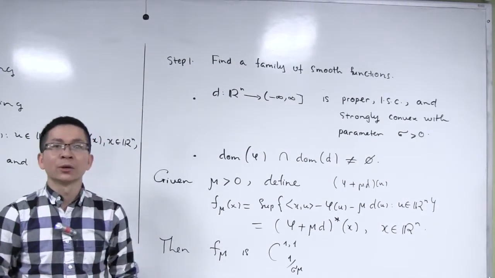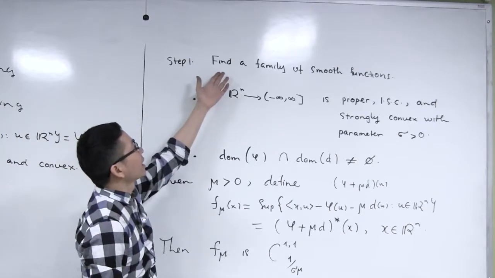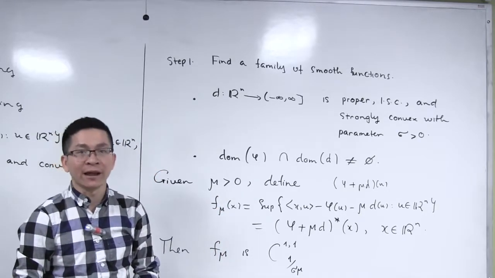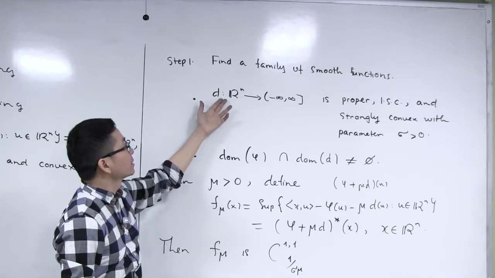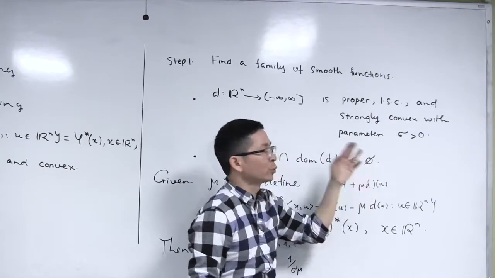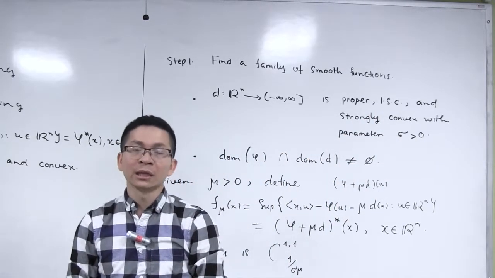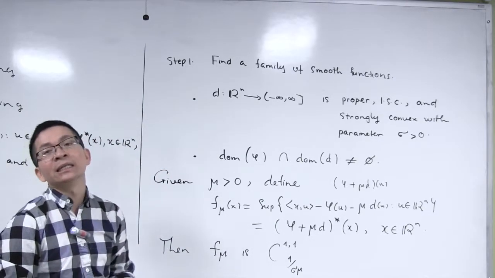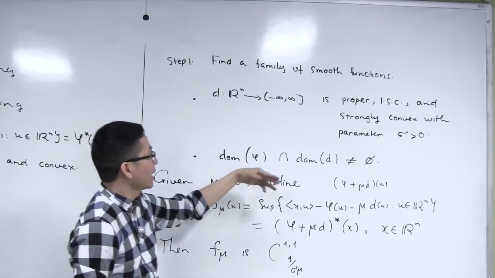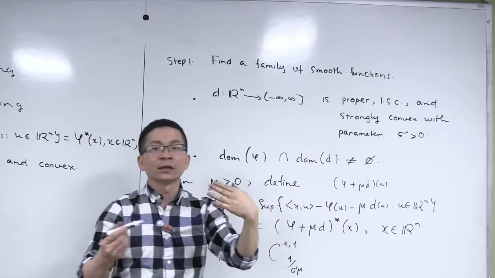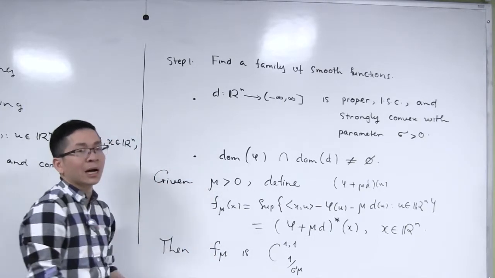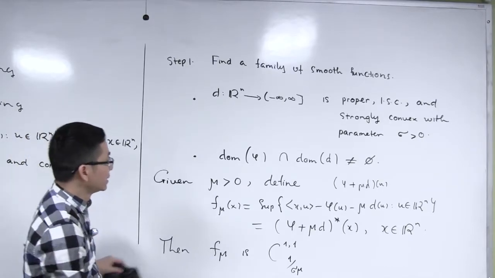The smoothing procedure goes through two steps. In the first step, we are going to find a family of smooth functions based on the structure of the function f. We are going to fix a function d, which is proper, lower semi-continuous and strongly convex with parameter sigma greater than 0. The strong convexity is really important in this procedure. And we have to guarantee that the domain of the function phi and the domain of the function d intersect each other.